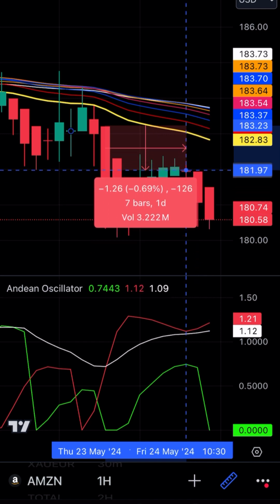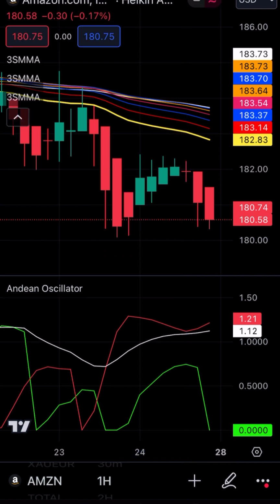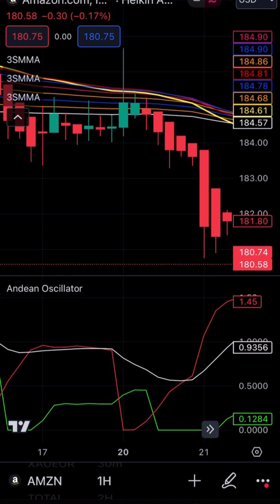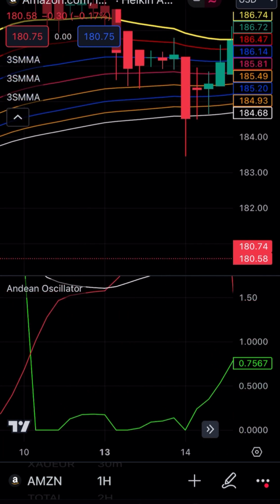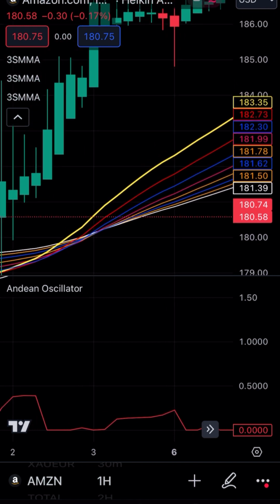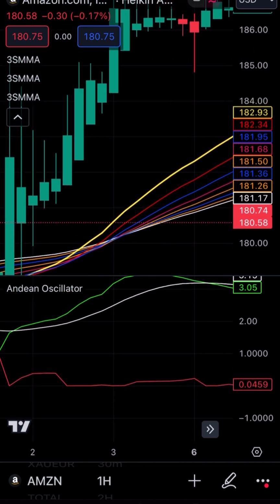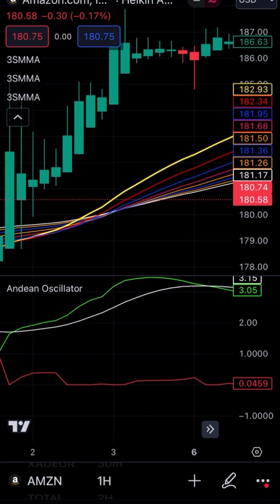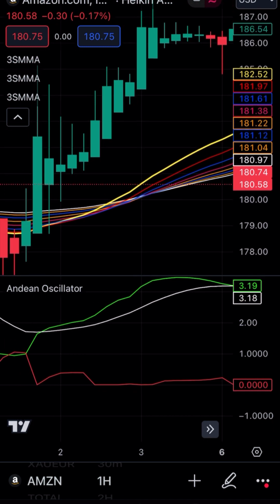Right about here, we have $1 difference in price. Not much on that one. But that was the start of a downtrend. Let's see. Let's follow it from when it went up. So it started going up right about here. Let's catch all the moments.